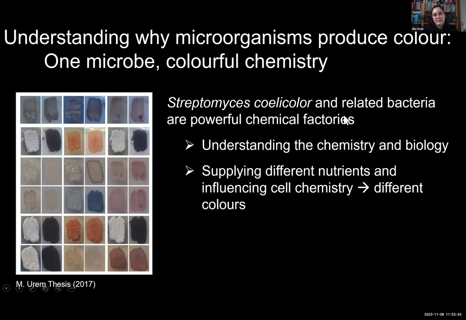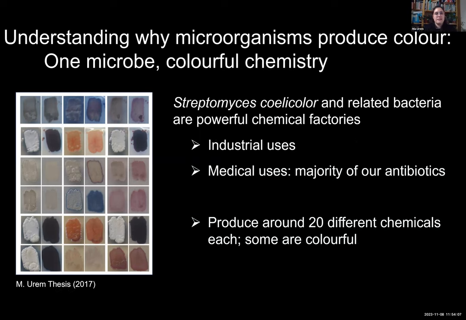So Streptomyces coelicolor and related bacteria are very powerful chemical factories. And in this example, by supplying different nutrients and influencing the chemistry that takes place within the cell, we can get these different colors to show up. And this is all from one single type of bacteria.